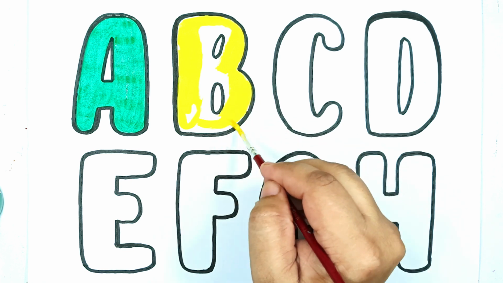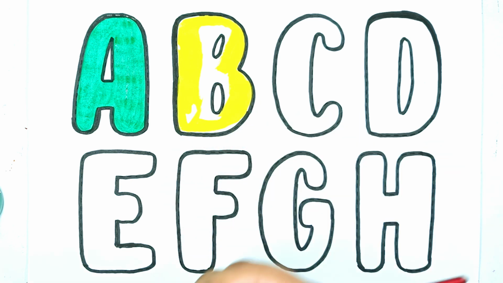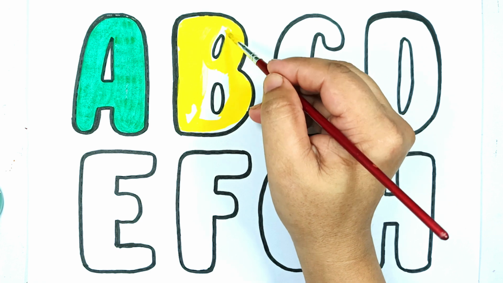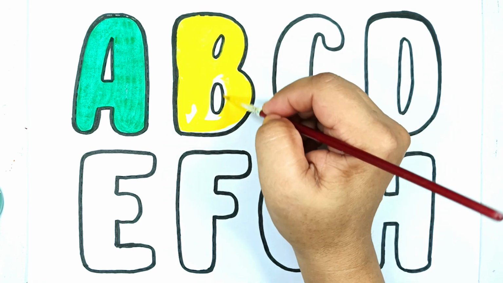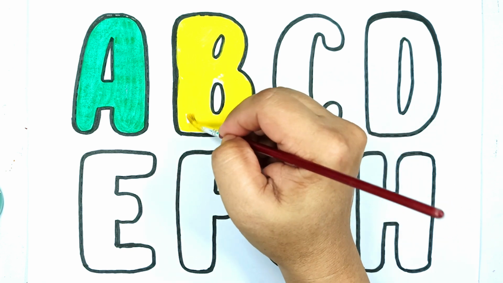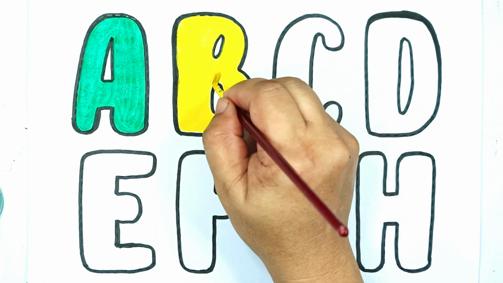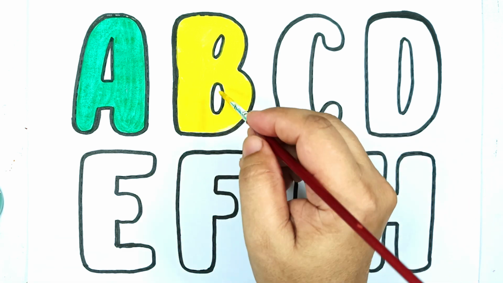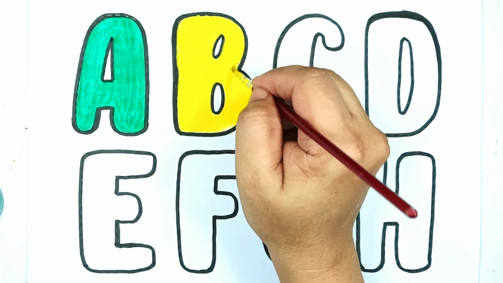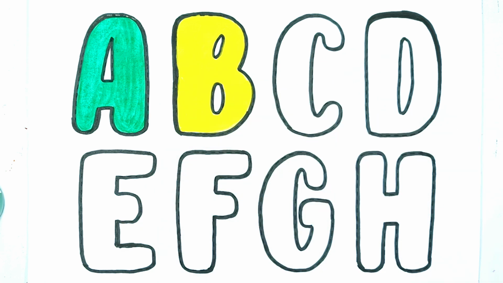A is for alligator. A, A for apple, adorable apple picking adventure. A is for apple. B is for ball. Bouncy ball fun with friends.